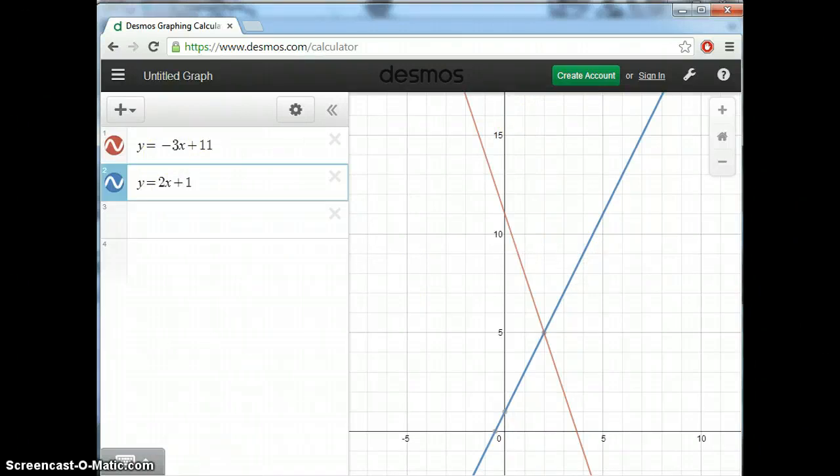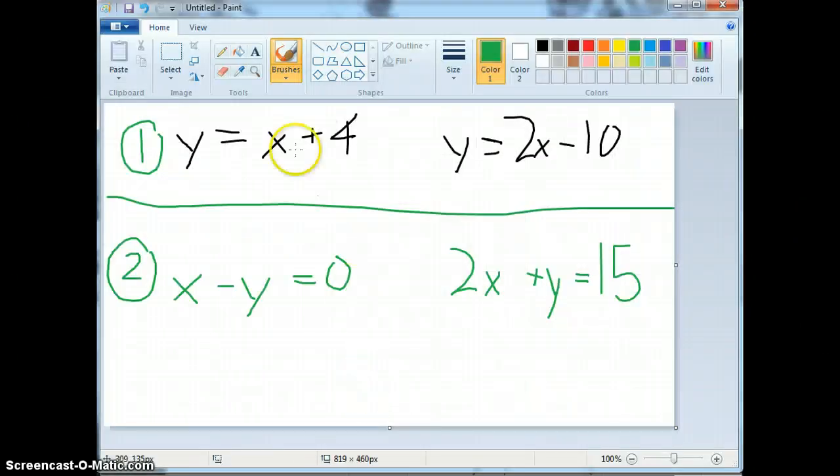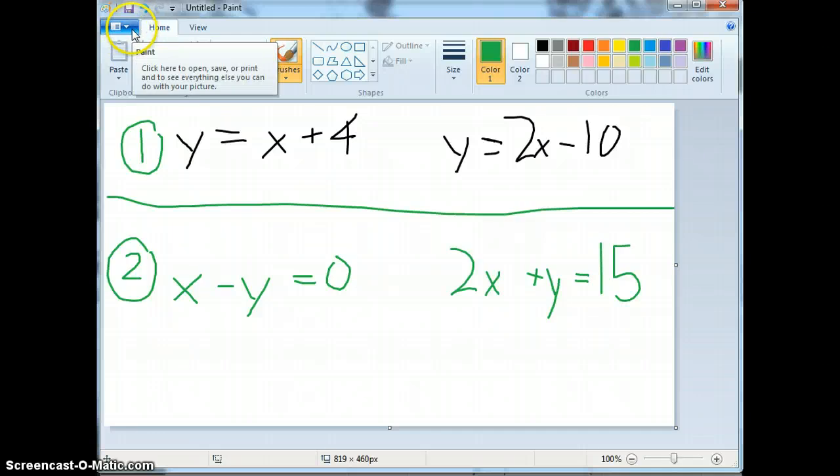Alright, so let's pull up paint here. Let's ignore this. This is going to be your homework assignment. I want you guys to go ahead and pause this video and write these two problems down. So here's problem 1, y equals x plus 4, y equals 2x minus 10. Here's your second problem, x minus y equals 0, 2x plus y equals 15.